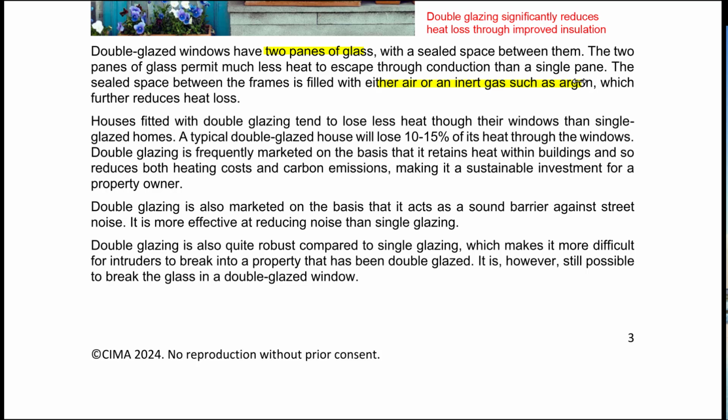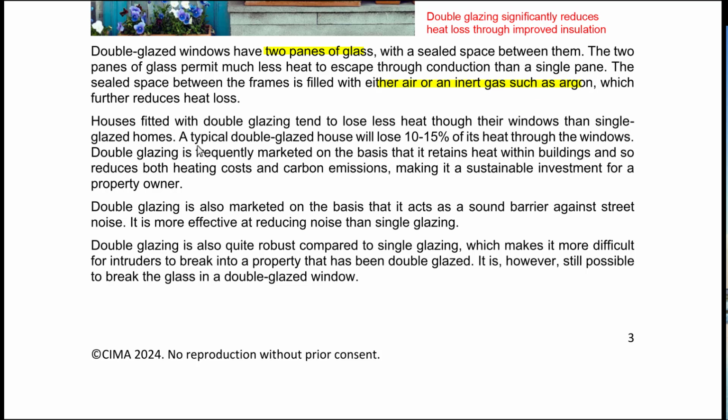So these 2 panes, as well as this gap, make windows more energy efficient. That's because the design of double glazing reduces heat transfer via conduction and convection, and that lowers the amount of heat escaping from a building. And so what you get by installing double glazing is improved thermal insulation, and of course that means you've got lower heating costs and the property has a smaller carbon footprint.